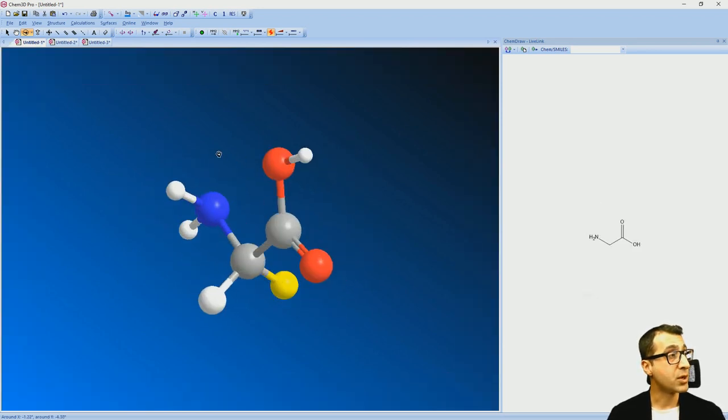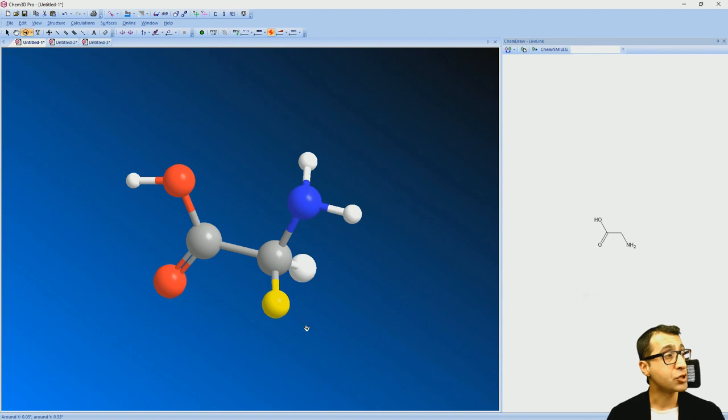But again, all amino acids have the same general structure. They all have a carboxyl group, they all have an amine group. The carboxyl and the amine group are singly covalently bonded to the alpha carbon, which has a single hydrogen, and then some variable group, which differs from one amino acid to the next.